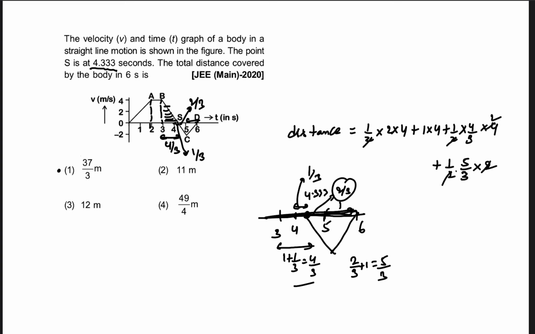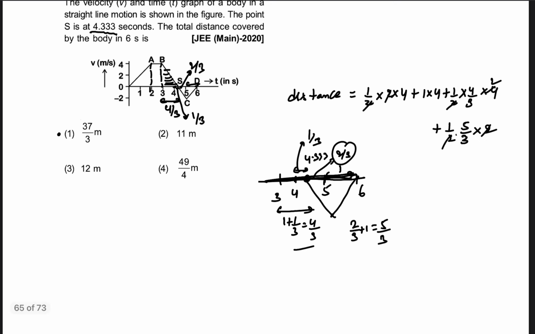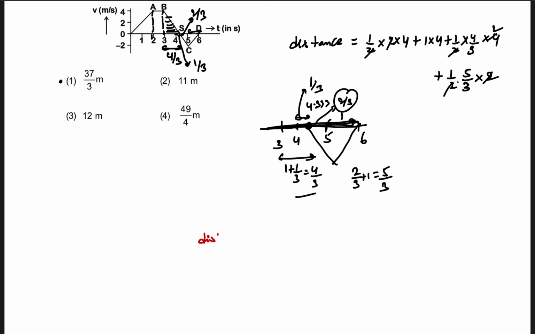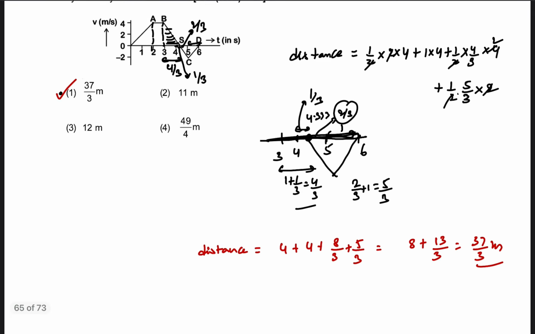Height is equal to 2. If you do that, 2 and 2 get cancelled. Here also 2 times get cancelled. Here also get cancelled. Finally, whatever distance is there can be written as 4 plus 8 by 3 plus 5 by 3. If you write this, 8 plus 13 divided by the 3, 24 plus 13, that is 37 divided by the 3 meters. So first option is the correct option.